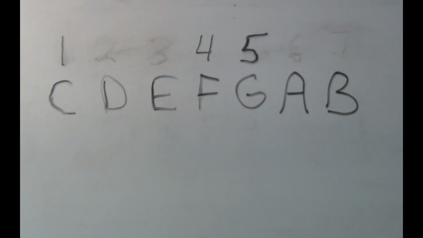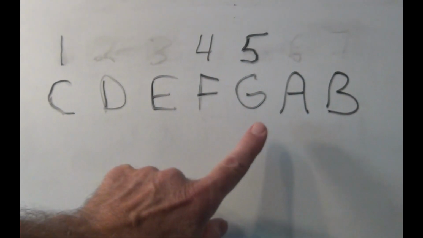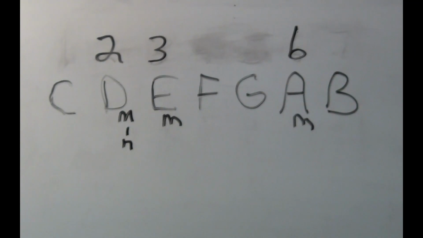We can also use this numbering system to number the chords in our scales. Each major scale has 6 basic chords. 3 of them are major, which is the 1st, 4th, and 5th of the scale. So that would be the C, F, and G. There are also 3 minor chords in each scale.